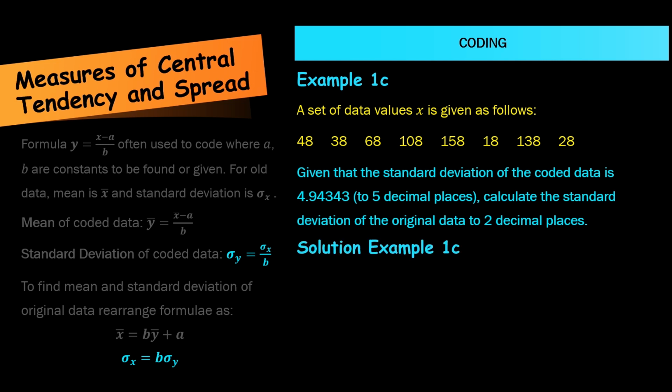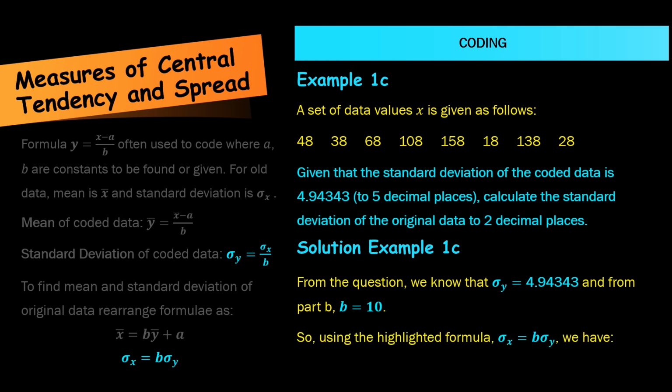So let's solve this. Notice this time the two formulae which have been highlighted, which are equivalent to each other, are sigma y equals sigma x over b and sigma x equals b times sigma y. Again, we're going to use these to help us solve this part of the question. Now from the question we know that sigma y equals 4.94343, and from part B we know that b is equal to 10.